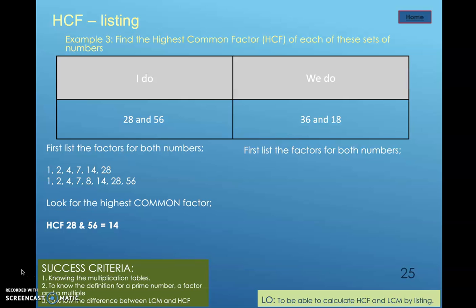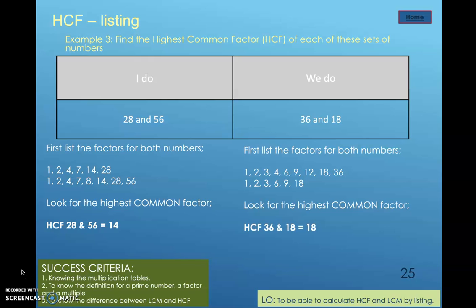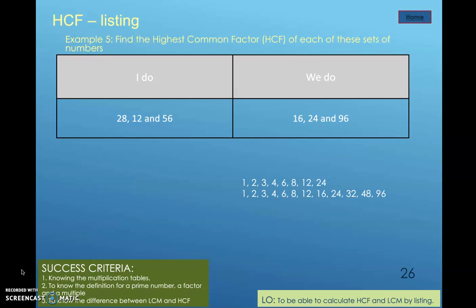Okay, so first we list the factors for both numbers. There we have them for 36. There we have them for 18. So, we look for the highest common factor, which this time, again, is actually one of the numbers in our grouping. 18. Again, no surprises or prizes even for the factors for our we do.